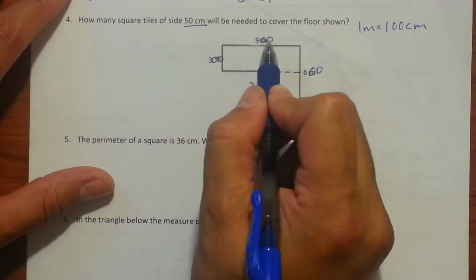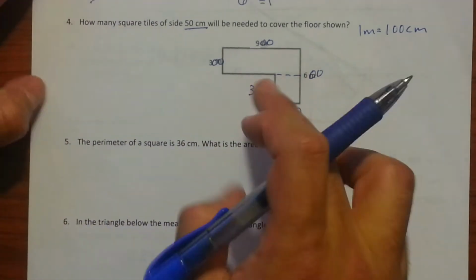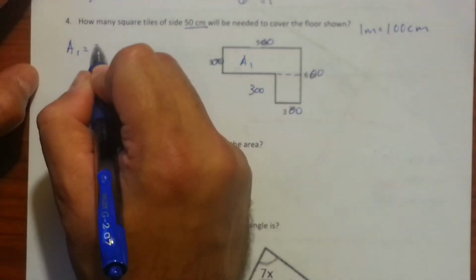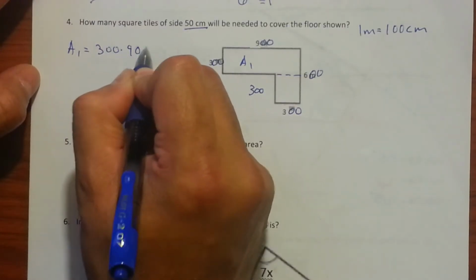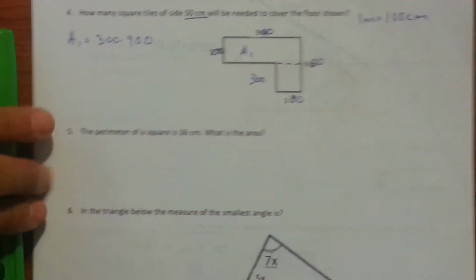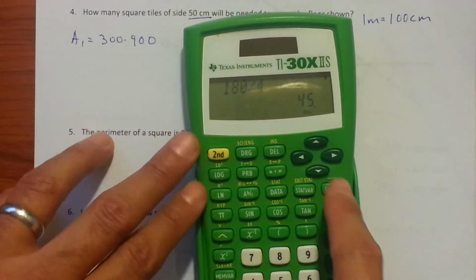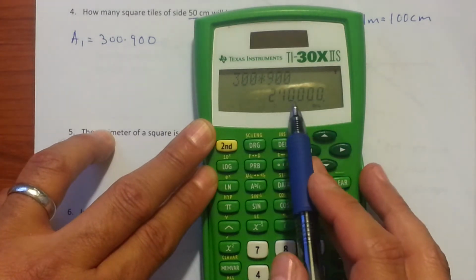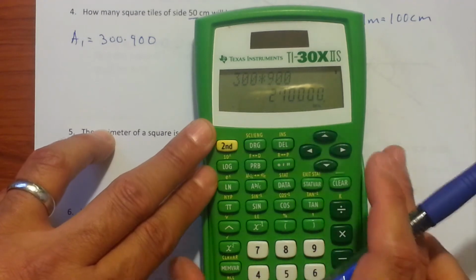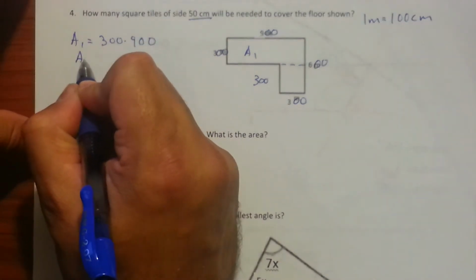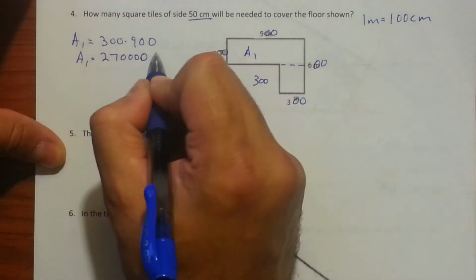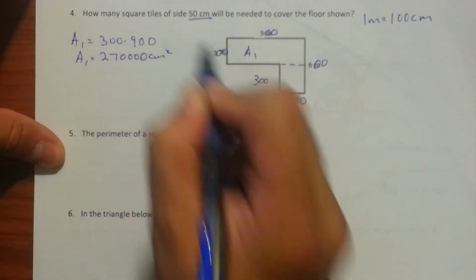This piece here is a 300 by 900. So my area 1 is going to be 300 times 900. And I should get 270,000. It's a 27 with 4 zeros behind it. So area 1 is equal to 270,000 centimeters squared.